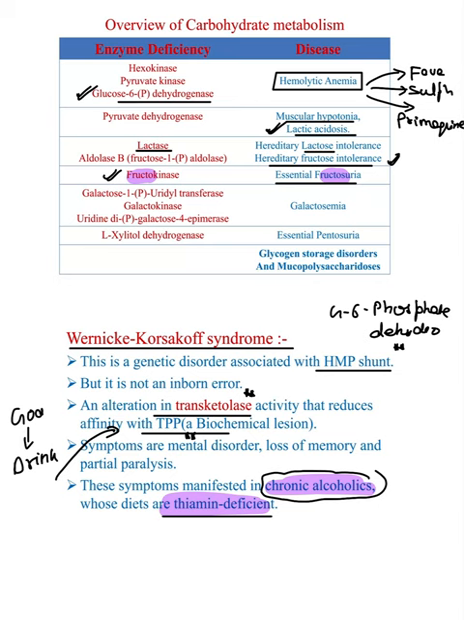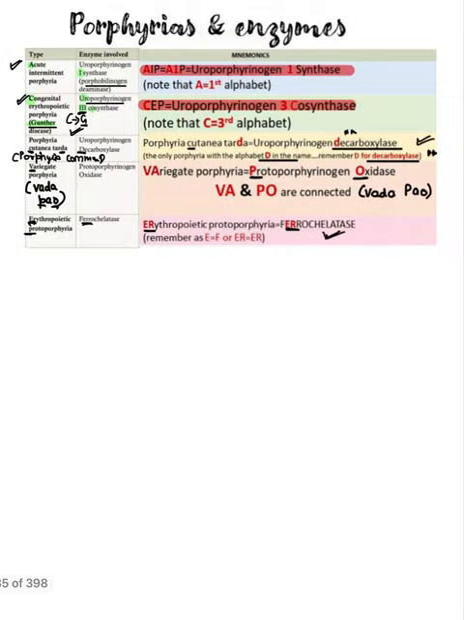Okay, guys. Now, coming on to this. This is very important, that is galactosemia. That is the deficiency in the enzyme galactose-1-phosphate uridyl transferase, guys. That is important. You have one other thing, that is essential pentosuria, that is due to xylitol dehydrogenase, guys.